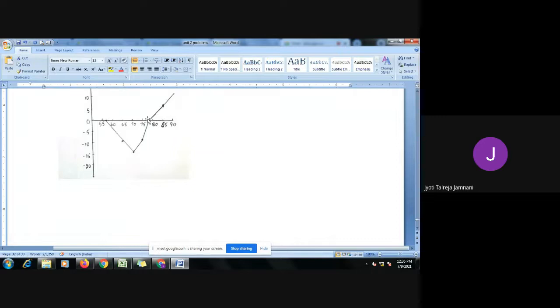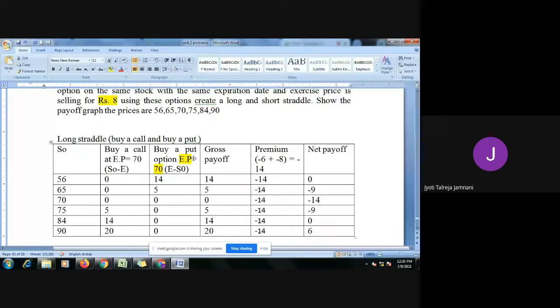This one you change it, it is not between 75 to 80, it should be between 80 to 85. At 84, we come at 0. Do it. Any doubts with this sum? Was that clear?